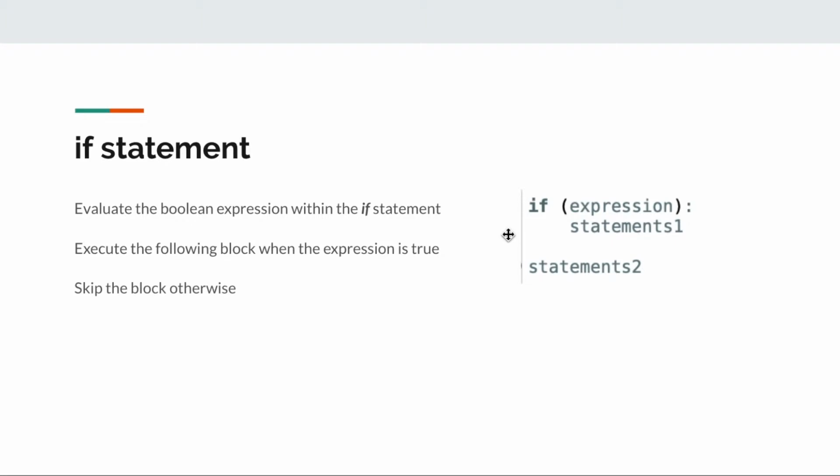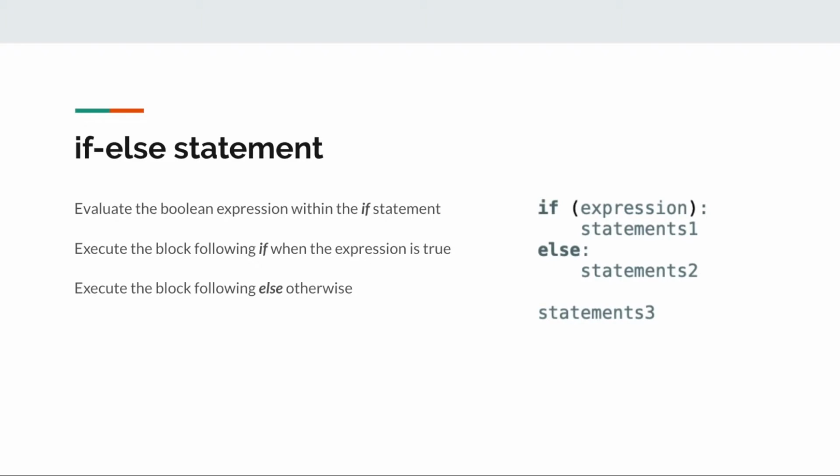The way that the program executes the if statement is to first evaluate the Boolean expression within the if statement. If this expression evaluates to true, the program would then execute the following block, so statements 1 in this case. And after it finishes, it would continue executing the program, so in this case, statements 2. In the other case, if the expression evaluates to false, it will simply skip statements 1 and go directly to statements 2.